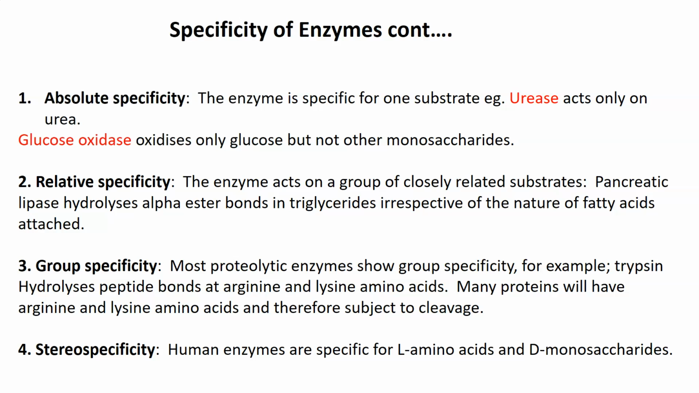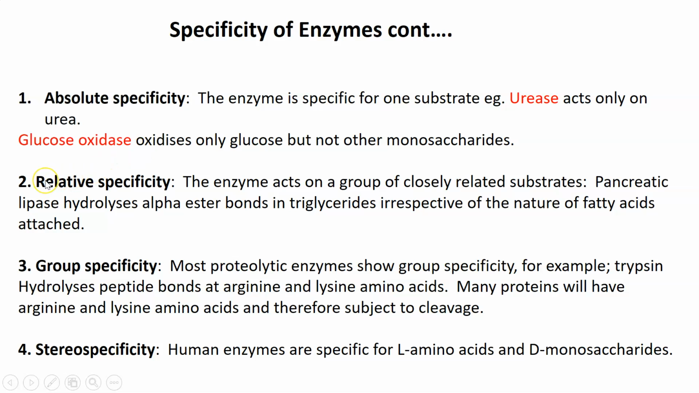as opposed to, say, hexokinase. Hexokinase works not only on glucose, but it can also work on fructose as well. Fructose is another 6 carbon sugar molecule. But glucose oxidase only works on glucose, for example. So these types of enzymes show absolute specificity.